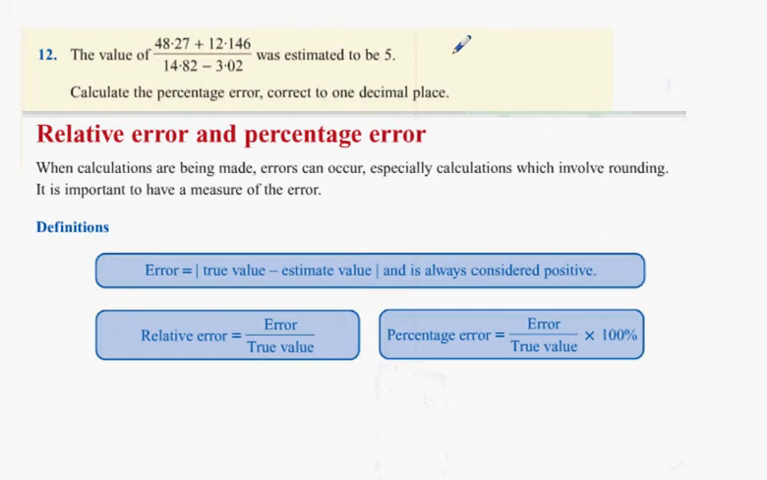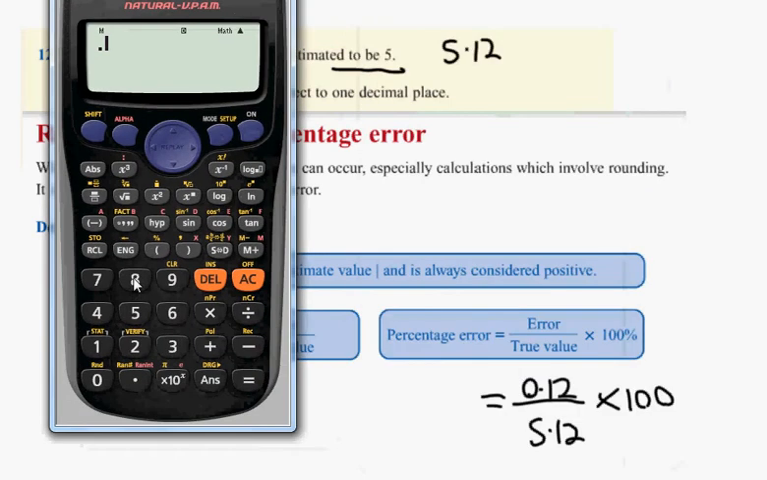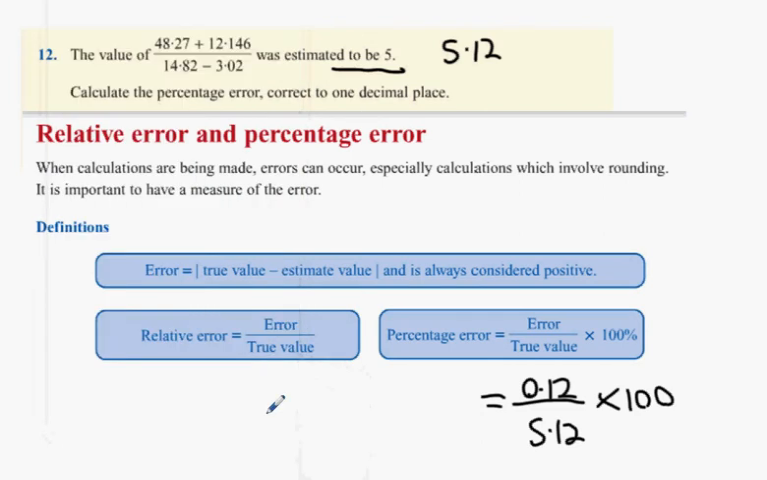But what do we estimate it as? 5. We want the percentage error, which means, what's our error first of all? 0.12. What's our true value? True value is not 5, because that's the estimate. It's 5.12. So 0.12 divided by 5.12 multiplied by 100. I say this is actually easier than I remember it. 2.35%.